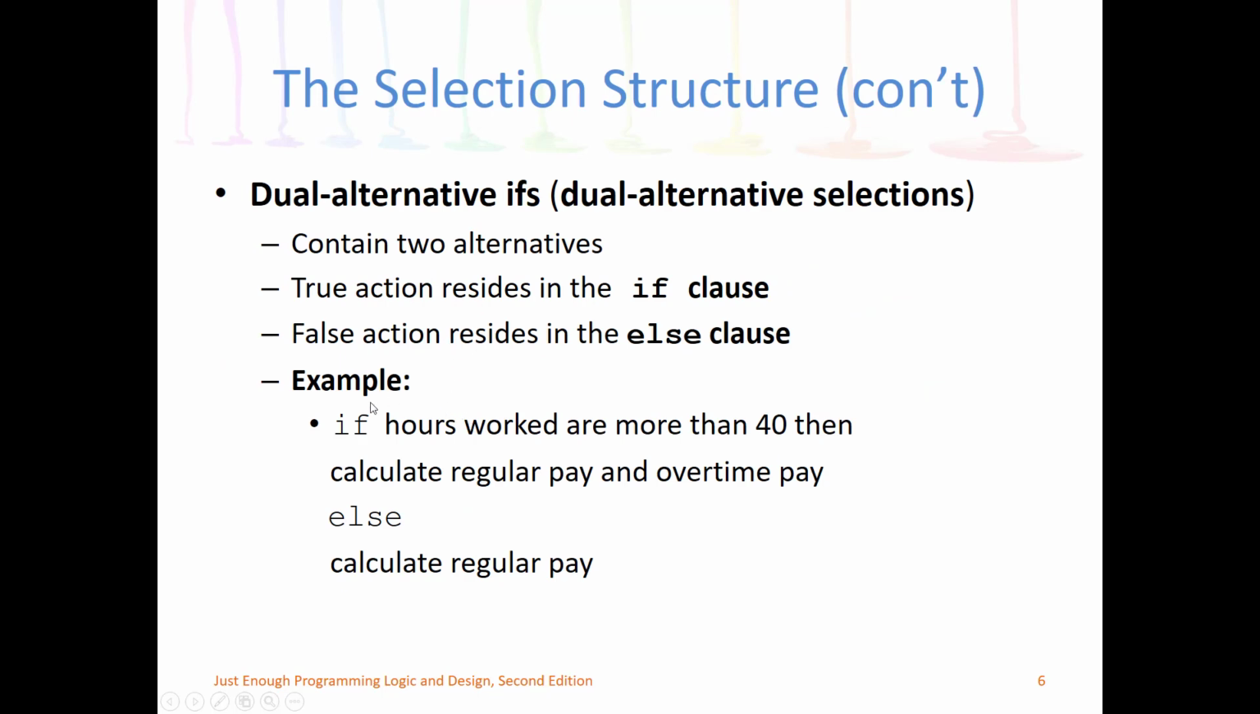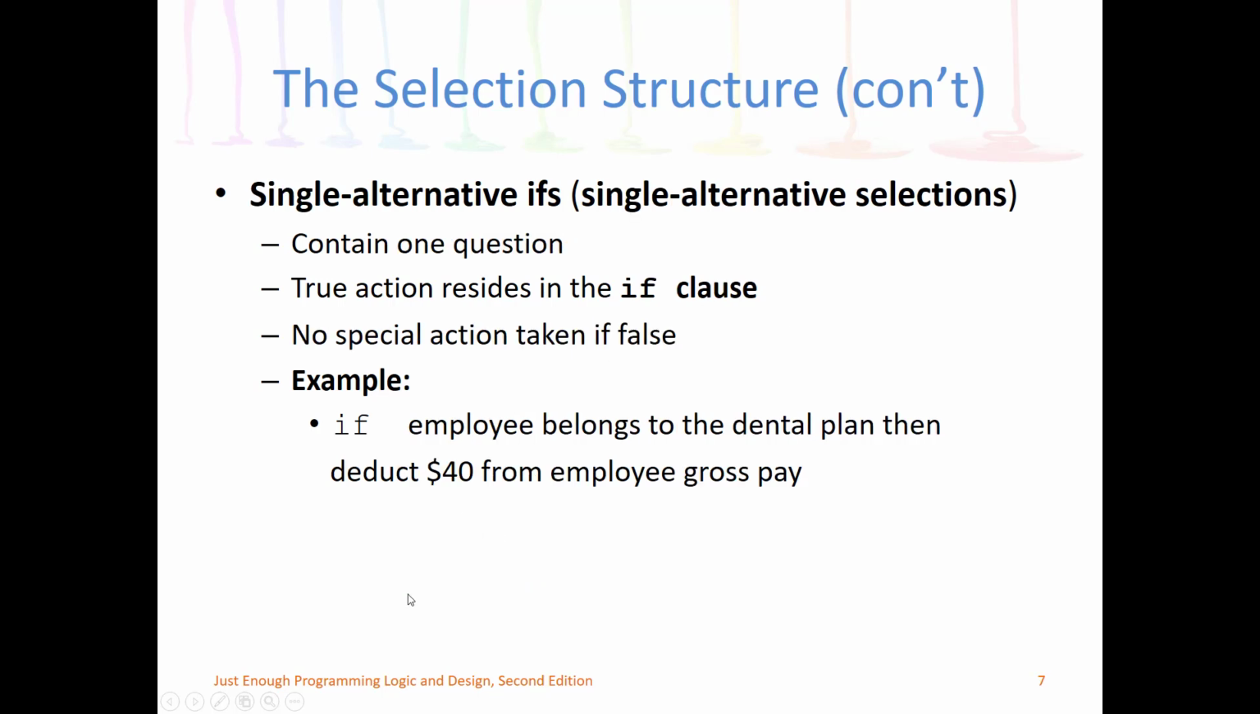Here's an example of a dual alternative if. If the hours worked are more than 40, then you have to calculate regular pay and add overtime pay to it. So there's a couple of calculations. Otherwise, if it's not more than 40, it must be 40 or less, right? Else, calculate regular pay. That's a dual alternative if. You have the true side and you have the false side. You do something on the true side, you also do something on the false side. That's a dual alternative selection.